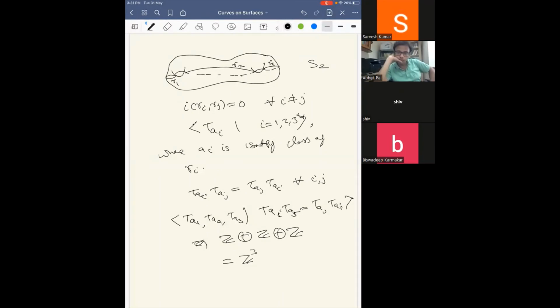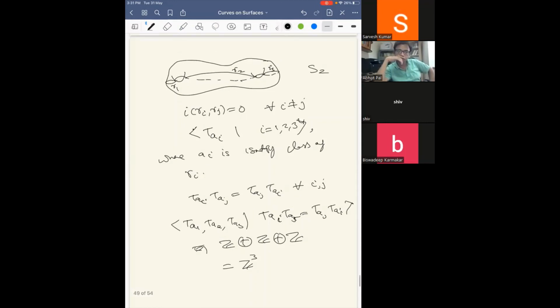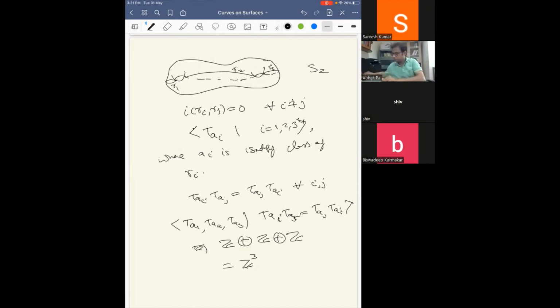You can do this for any genus surface. You can always consider a pants decomposition, and any pants decomposition will contain 3g minus 3 curves because of the Euler characteristic obstruction. So the mapping class group of a surface of genus g always contains a free abelian group of rank 3g minus 3.